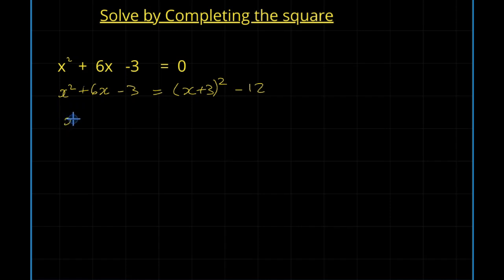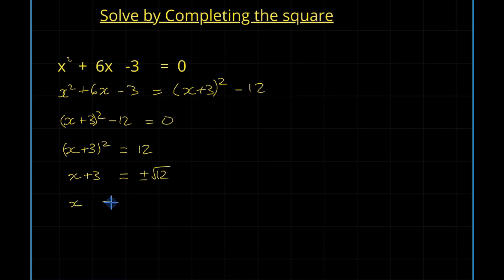So let's solve x plus 3 squared minus 12 equals 0. Well, x plus 3 squared equals 12. So x plus 3 must be equal to plus or minus the square root of 12. So x is minus 3 plus or minus the square root of 12. And we could write that as minus 3 plus or minus 2 times the square root of 3.